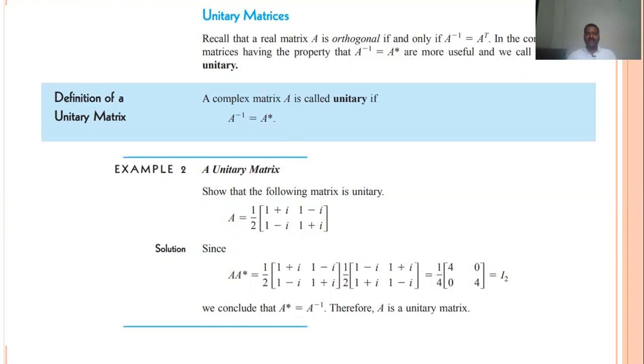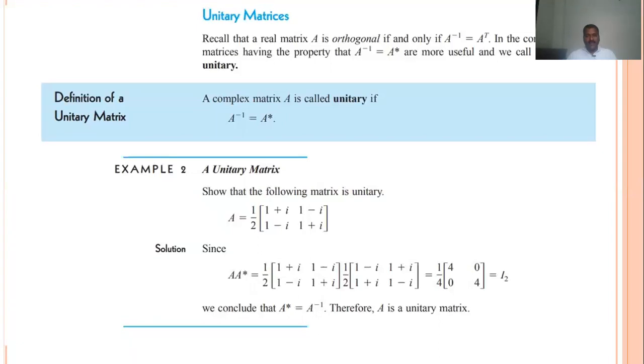Example, there is a matrix in front of you, half times this, 1 plus i, 1 minus i, 1 minus i, and 1 plus i. Then take its transpose, take its conjugate, then multiply A with A conjugate transpose. Here it is. And we see that it's equal to identity matrix. So if A A conjugate transpose equal to A conjugate transpose A, either way you can multiply, equal to an identity matrix, we say that it's a unitary matrix.